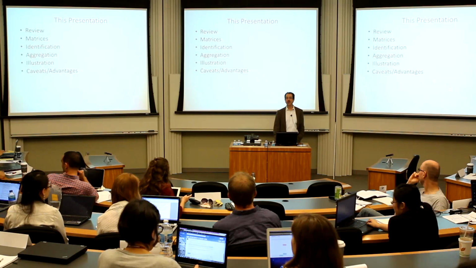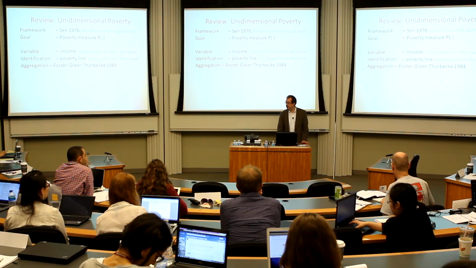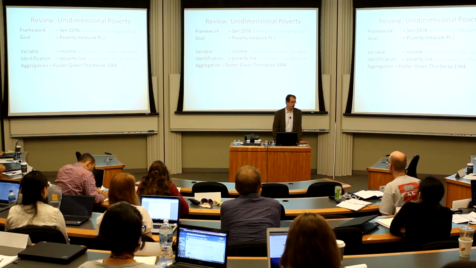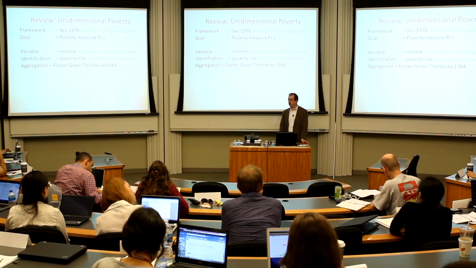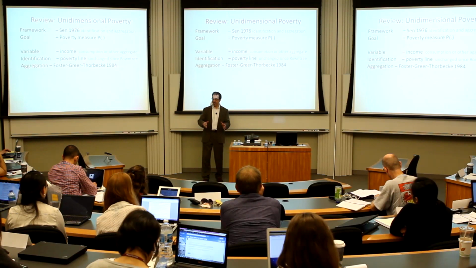I'm doing okay. So let me just quickly review unidimensional poverty because it has some relevance to what we're talking about here. Some people don't know much about that, so I'll mention a quick snapshot of 1976. Sen had this wonderful paper in Econometrica talking about poverty. Identification was what people were concerned with before. Who is poor? And then the aggregation part is how much poverty is there, and he focused on that. Because he was a social choice guy, it made sense, and aggregation does matter.